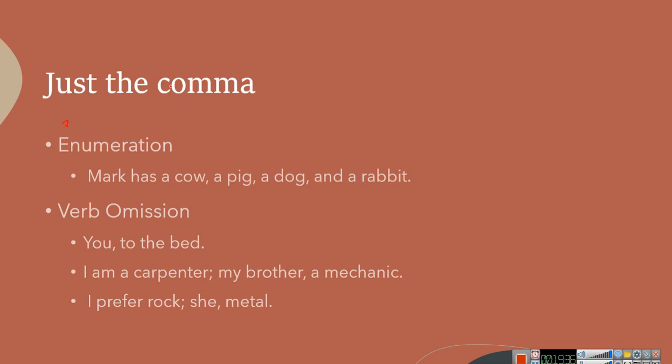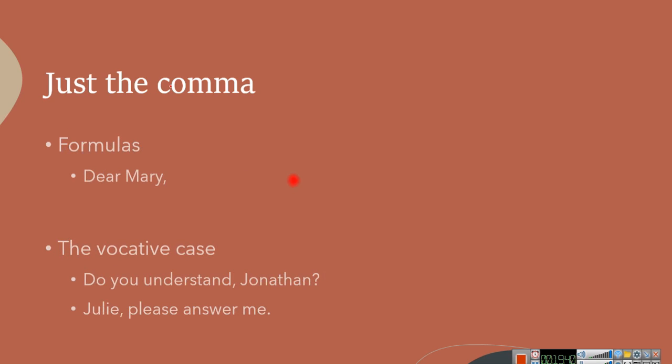Verb omission and enumeration. We're talking just about the comma. We also have just the comma for usages of formulas. What is a formula? That's a fancy way to say that we're writing a letter or an email. And this is how we start an email. Dear Mary, I hope you find yourself well. So notice I'm using this formula to address the person who I'm talking to. Therefore, I use the comma.